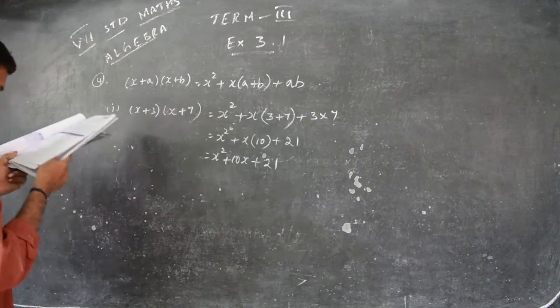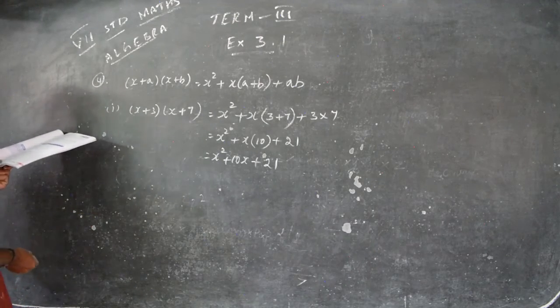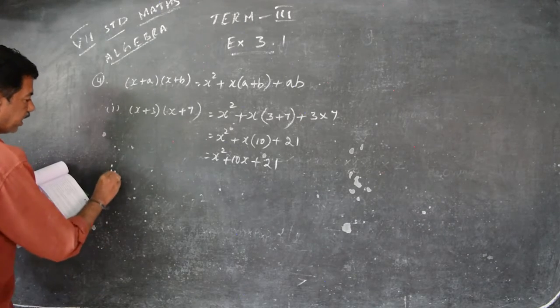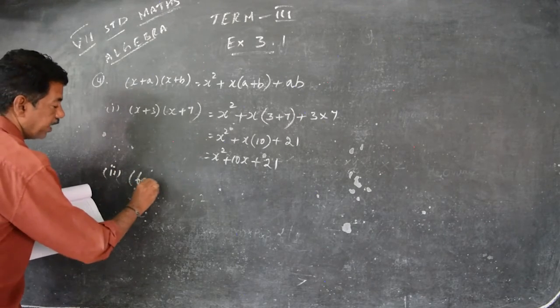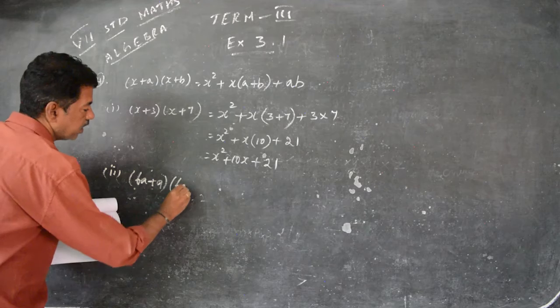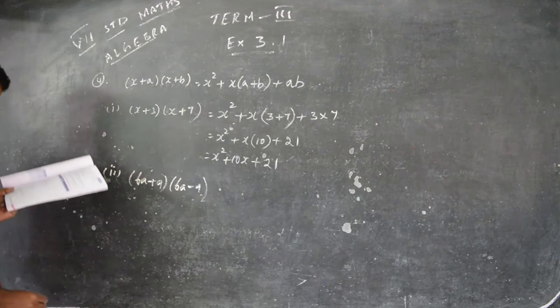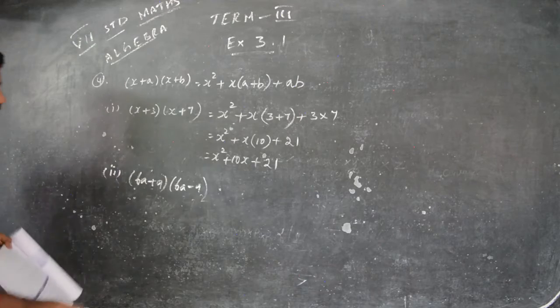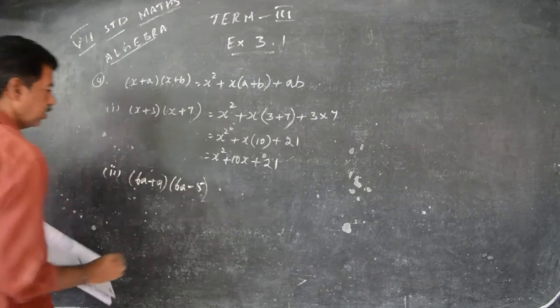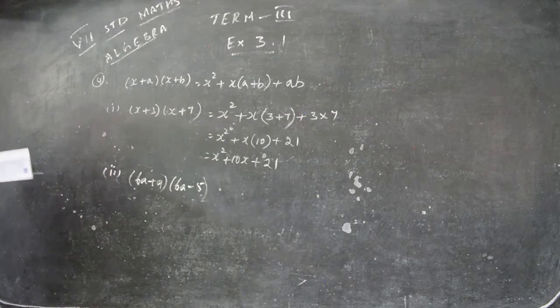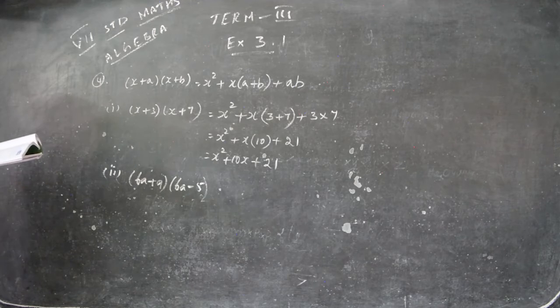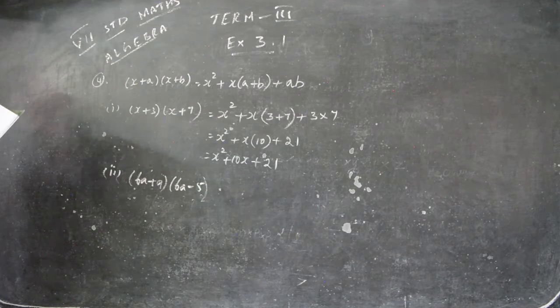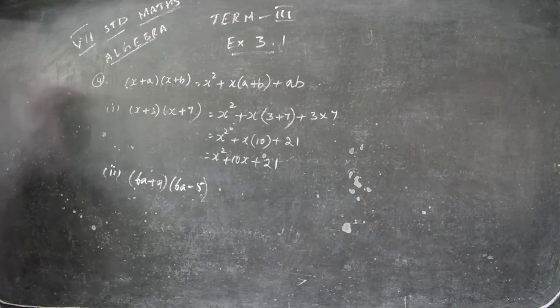Is it clear? First question: 6a plus 9, 6a minus 9. Second question: 6a plus 9, 6a minus 5. Is it clear? The third one I will leave for you to do at home.